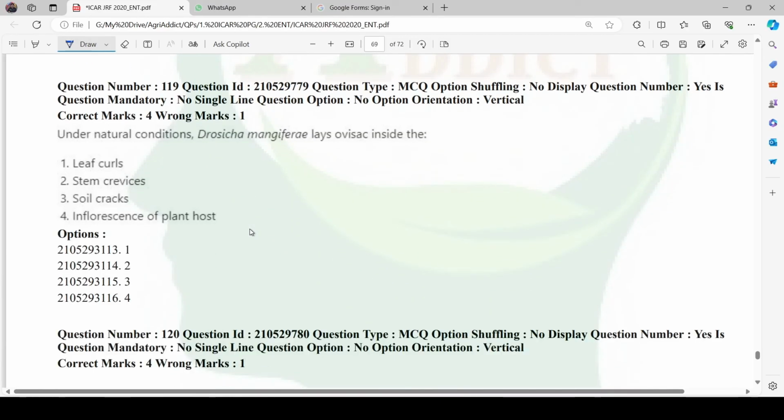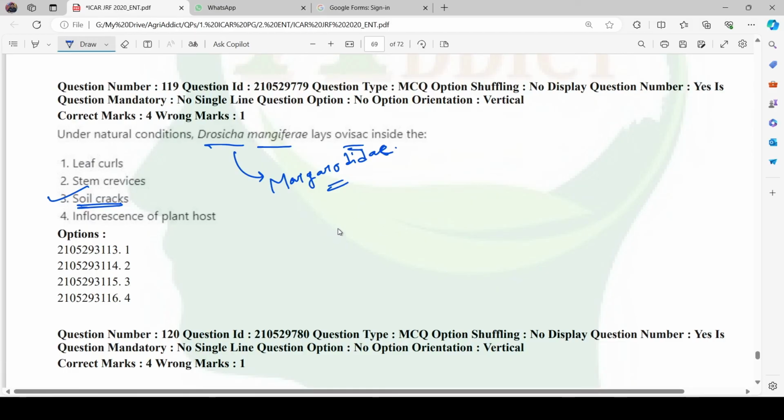Under natural conditions, Drosicha mangiferae or the mango mealybug lays ovisac inside, very easy question, inside soil cracks. Normally, the mango mealybug lays the ovisac, or you can say eggs, inside the soil. So, an important piece of information is the family of mango mealybug is Margarodidae, not Pseudococcidae. Sometimes we can confuse between these two.